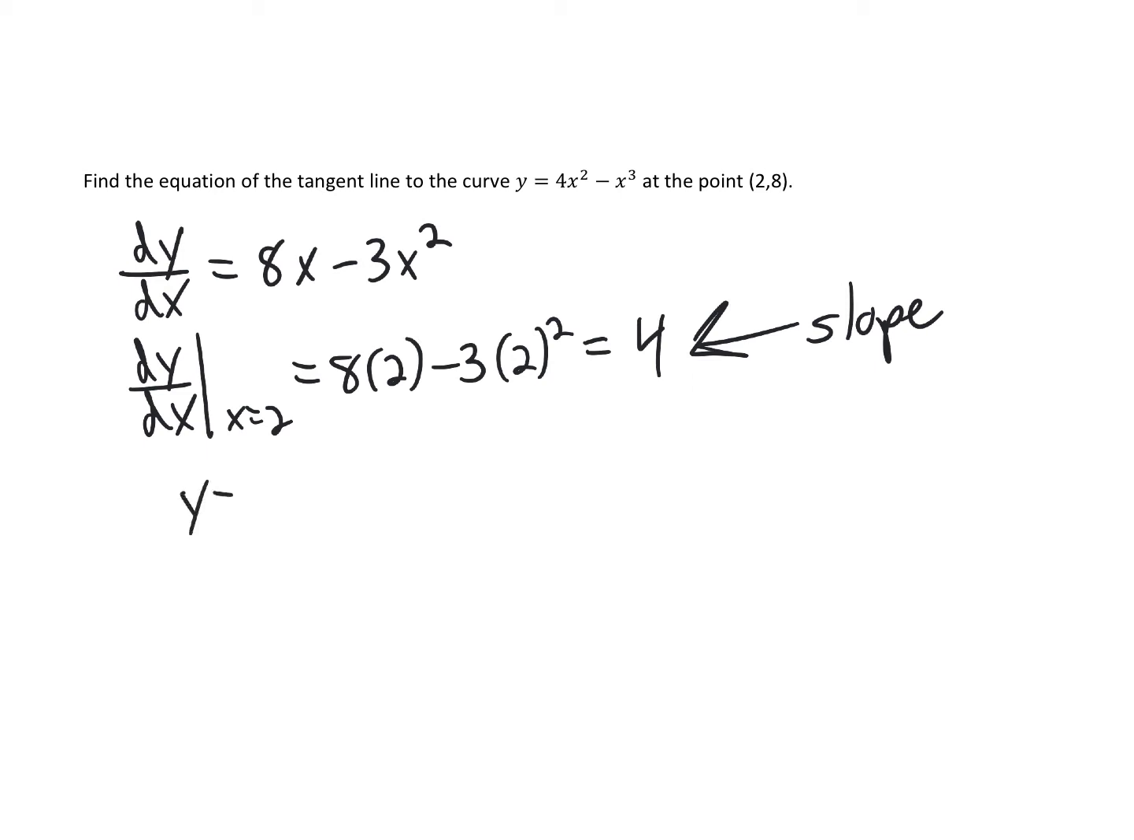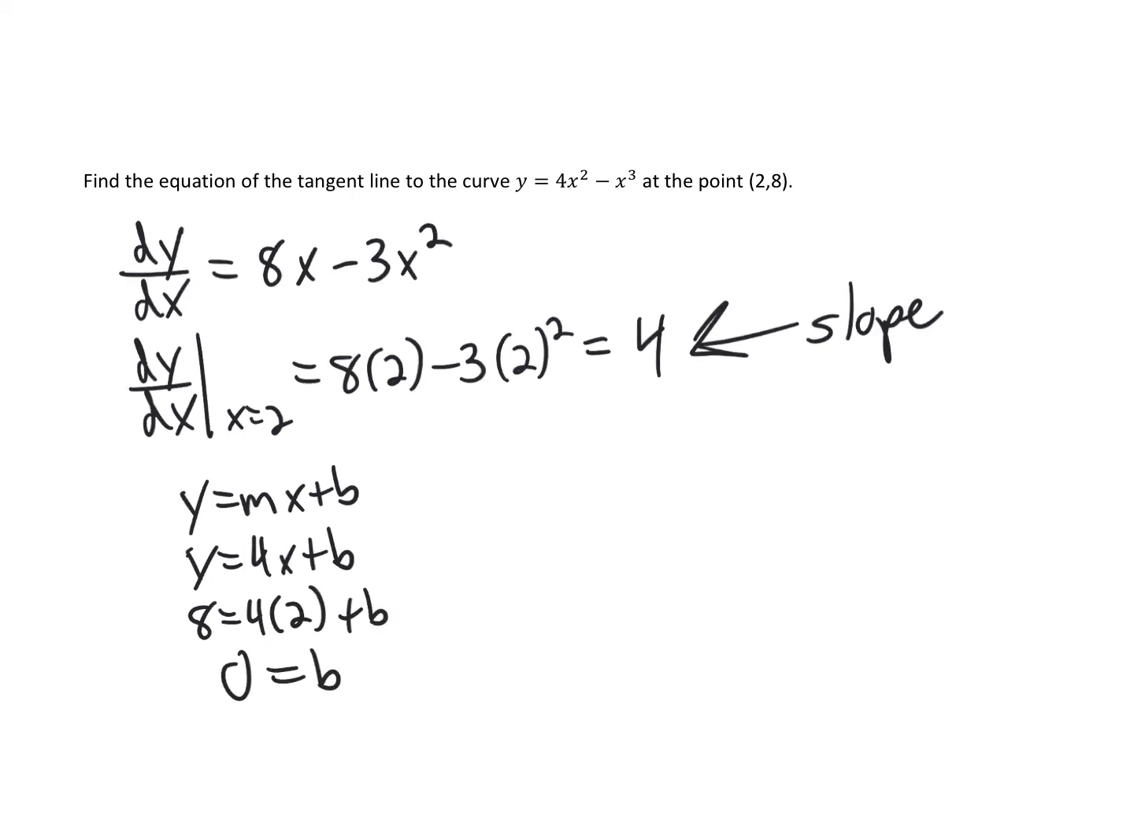Now we know y equals mx plus b for the equation of a line. The slope is m. We can plug in our point, and we end up with a b value of 0, or a y-intercept of 0. So the equation of the line is just y equals 4x.